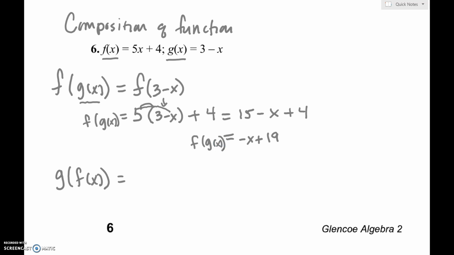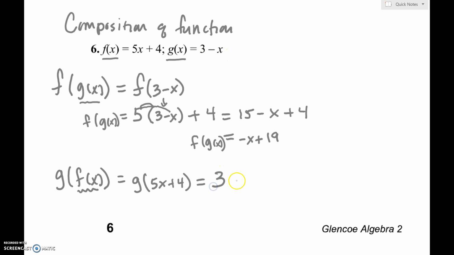Now we have to find g of f of x. As asked in class, what was the equation for f of x? So now our input will be 5x plus 4. So we have g of 5x plus 4. Now we have to look at function g, and function g states 3 minus x.